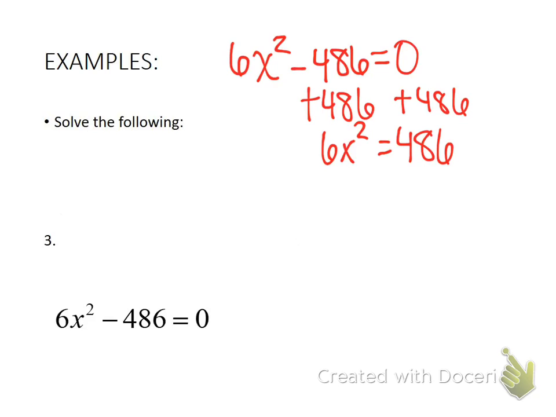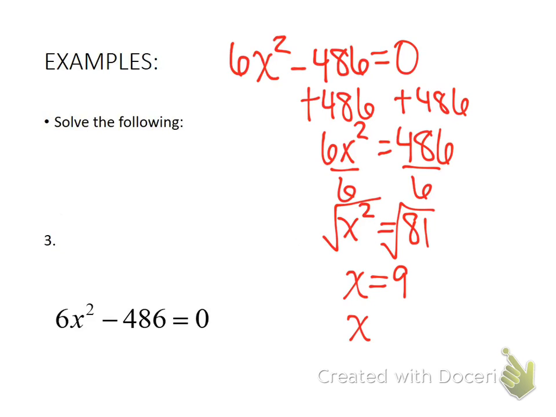What comes next? Divide by 6. What is 486 divided by 6? 81. And my last step? Square root. When we square root 81, what do we get? 9 and negative 9. Wonderful. What questions do we have? Okay. Did we all get this one copied down?